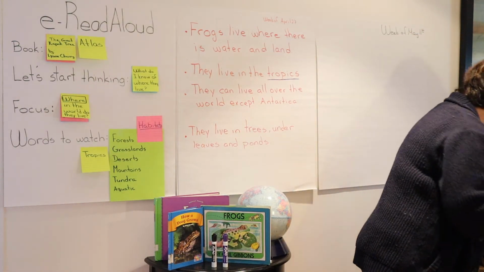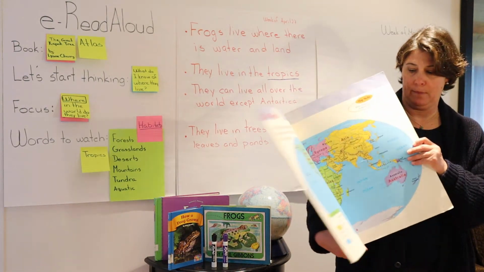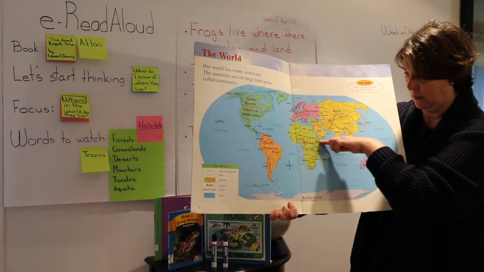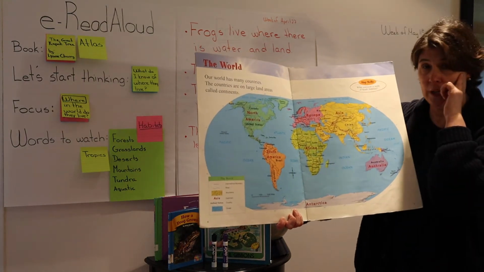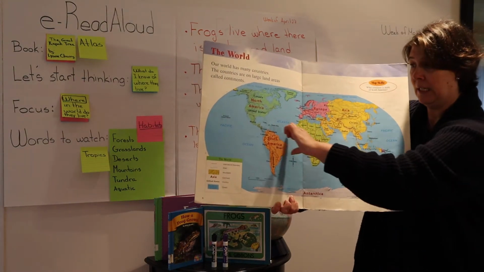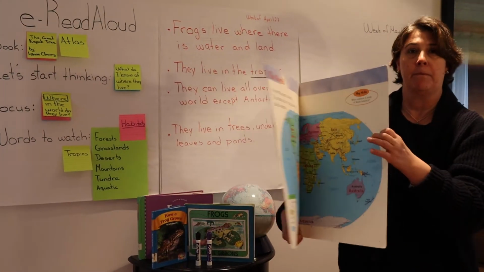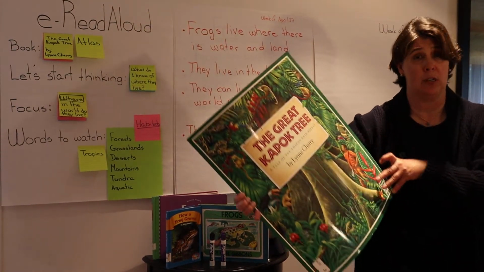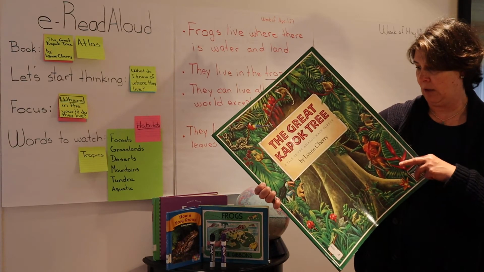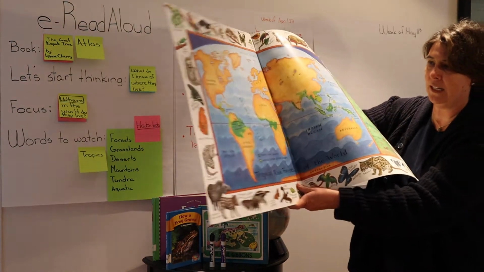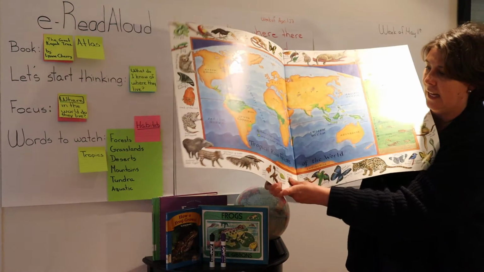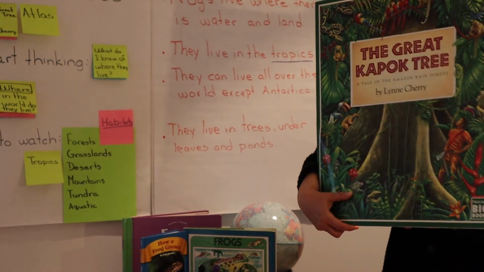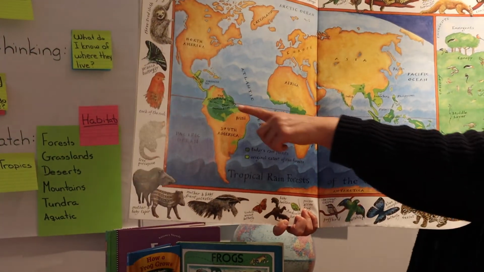So, we've got our atlas, we've got our map, and we said that the sun was the hottest on the equator. So I'm assuming that it is going to be right here where the tropics are. Okay? And I need to go find out in a book. I need to go research it. So I found this amazing book that I've read to you many a time. And it says tropical rainforests. Can you see it? In The Great Kapok Tree? Can you see it right there? And here is my equator.